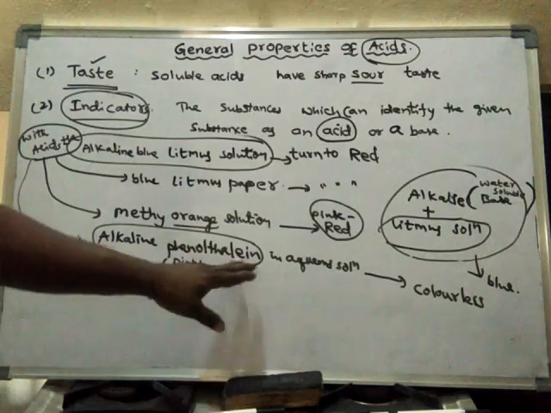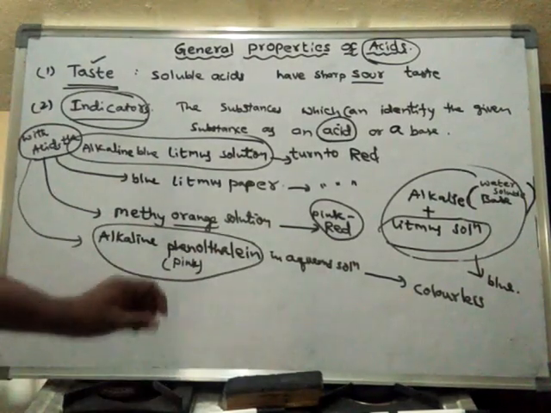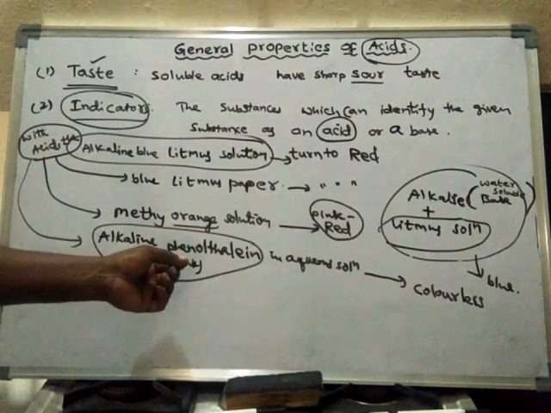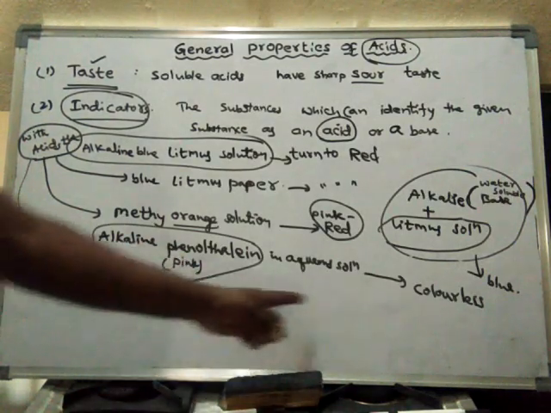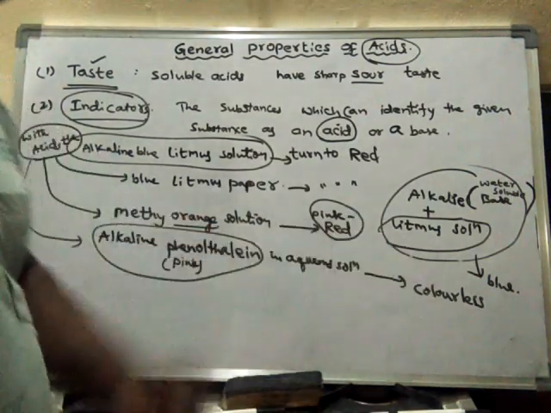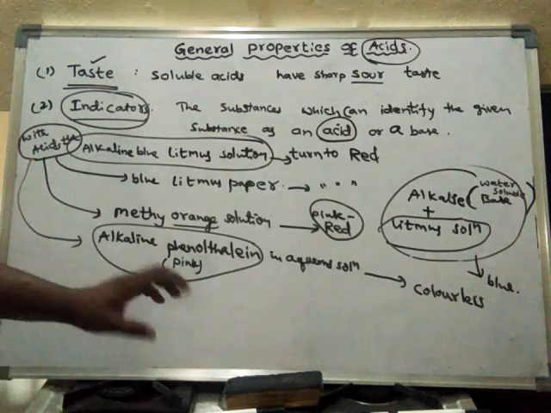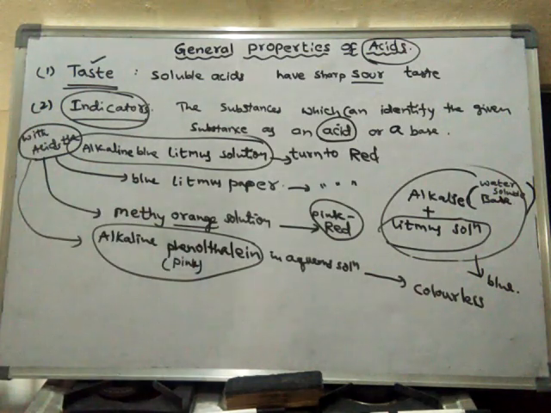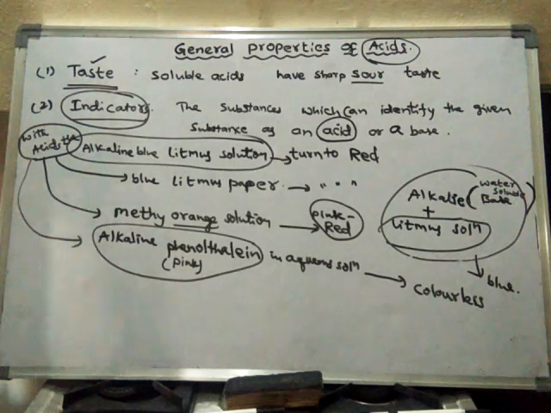Suppose into this solution I add one substance, and due to the addition of that substance this solution turns colorless, then the added substance is said to be an acid. So in this way, our indicators will help us to identify whether a given substance is an acid or a base. Okay, right.